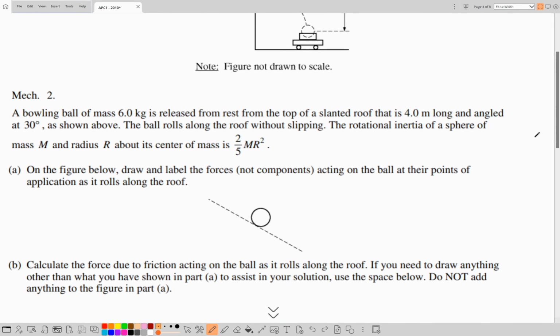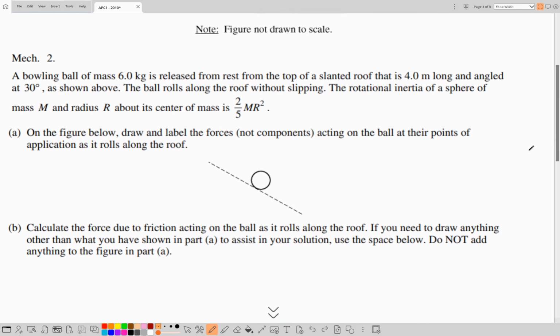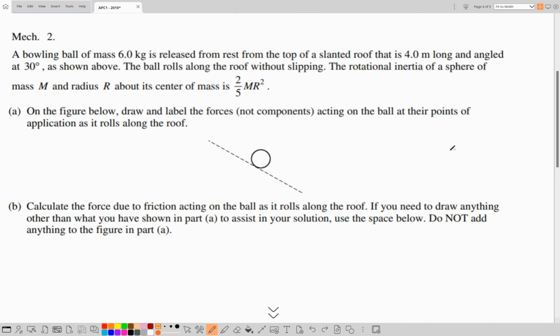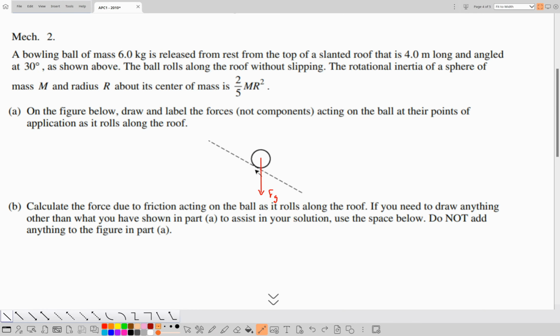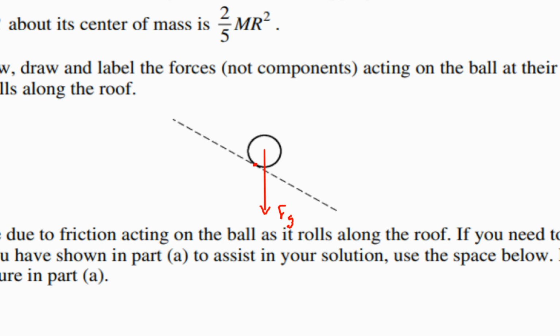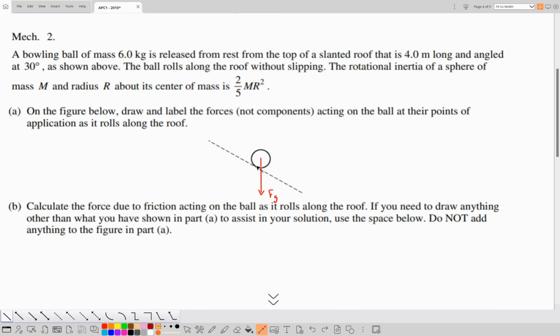Part A: on the figure below, draw and label the forces, not components, acting on the ball at their points of application as it rolls along the roof. Because the sphere has a mass, it will be subjected to the pull of gravity from the center of mass. So it's very important that we represent the pull of gravity from the center of mass. So that's Fg. Then we proceed with the normal push. The normal push should be represented from the point of contact between the sphere and the slanted height. So that's the normal push.